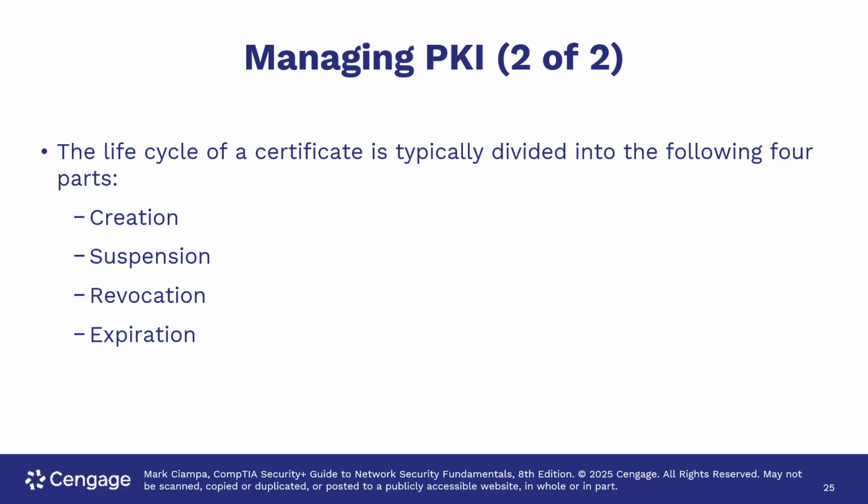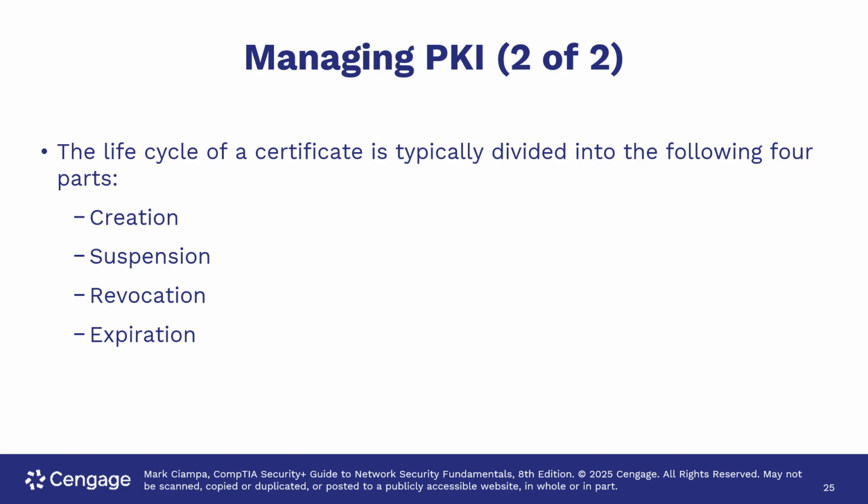Okay, so the life cycle of a certificate is typically divided into the following 4 parts: the creation, suspension, revocation, and expiration. So if you think about that, the creation is when it's created and then it's implemented and put into use. If something goes wrong and they need to halt the use of that, that's where suspension is. So it's only suspended, it's not canceled or revoked. And then this third one is revocation, so it's been revoked. That means it can no longer be used again.